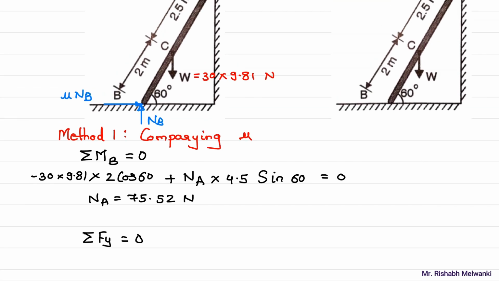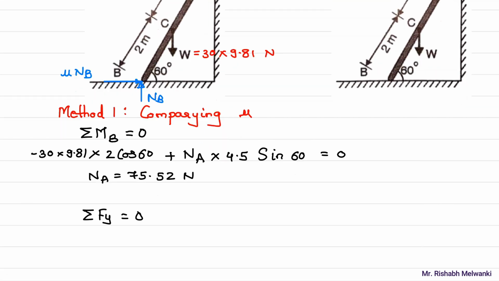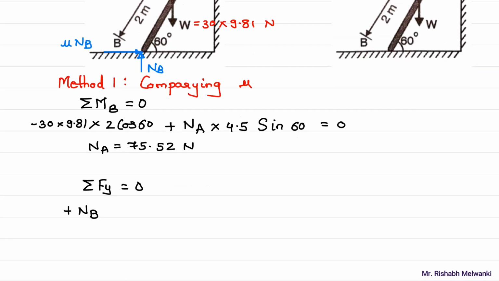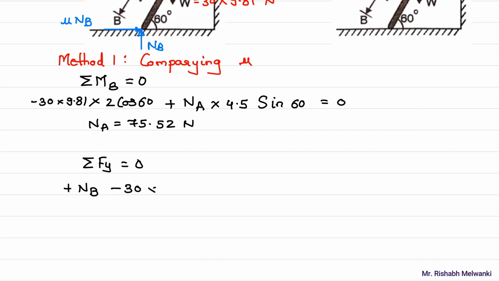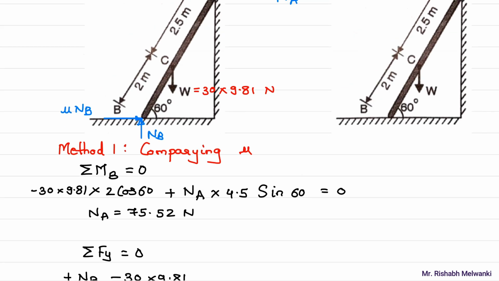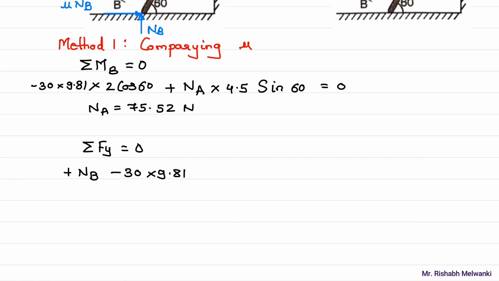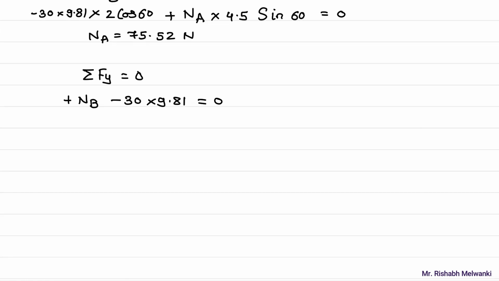What will be this value? Nb is upward, so plus Nb. Then W is downward, so minus 30 into 9.81. Any other force we have? No, I don't think we have any other force. This is equal to 0. So Nb comes out to be 294.3 Newton.